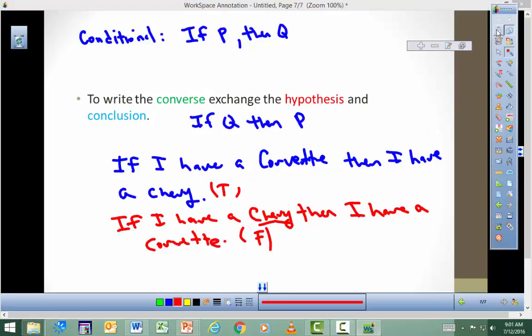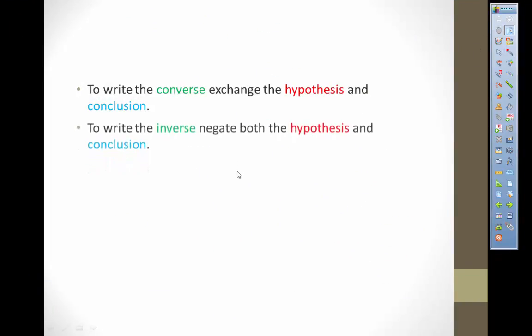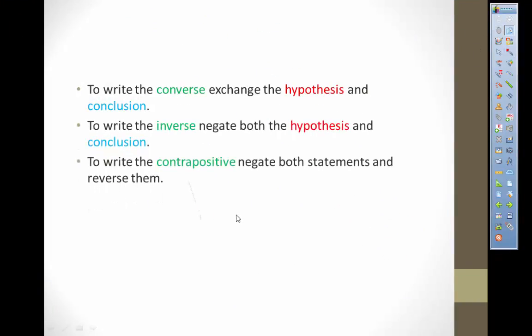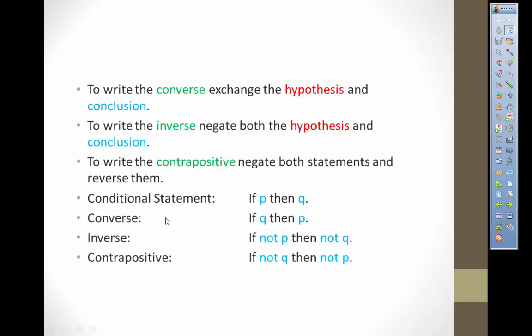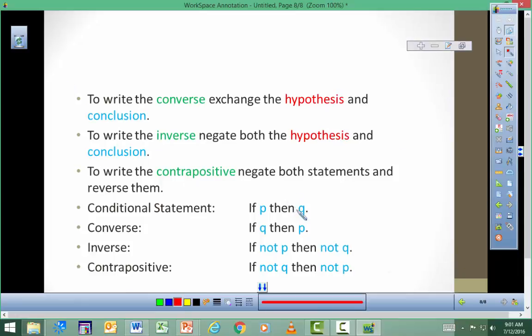Okay, so let's get back to their lesson. All we do is switch the two. And what I want to do is summarize these three here. The converse, like I said, they switch the P and the Q. So here's the original conditional statement, P and Q. The converse just switches. The Q goes first, and then this one comes second.